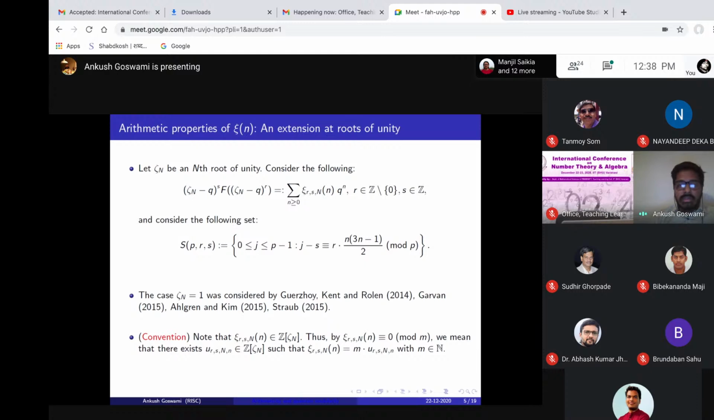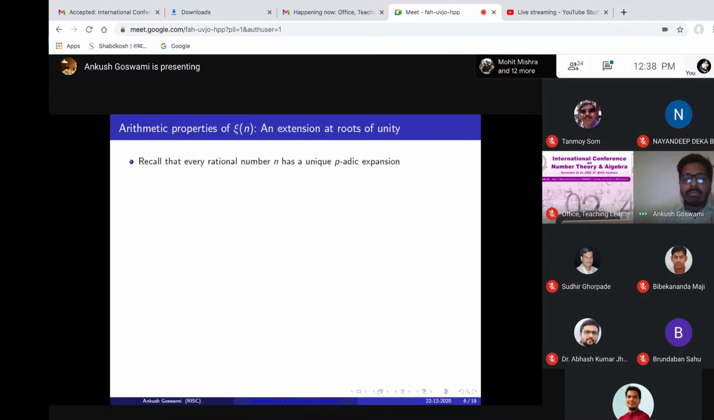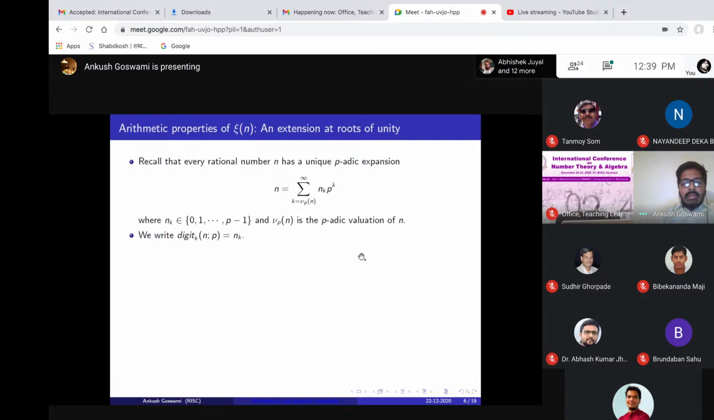And now, to state our result, we first have to recall that every rational number n has a unique p-adic expansion, meaning you can write the rational number n as an infinite sum over all integers k from ν_p(n) to infinity of n_k p^k, where ν_p(n) is the p-adic valuation of n and the n_k are basically digits. Because you are writing the p-adic expansion of n, these digits will be between 0 and p − 1. And then we denote n_k by digit_k(n; p).